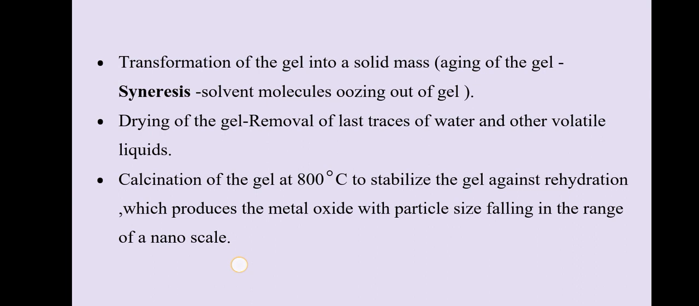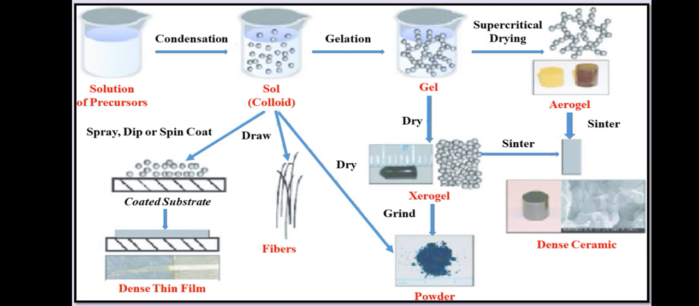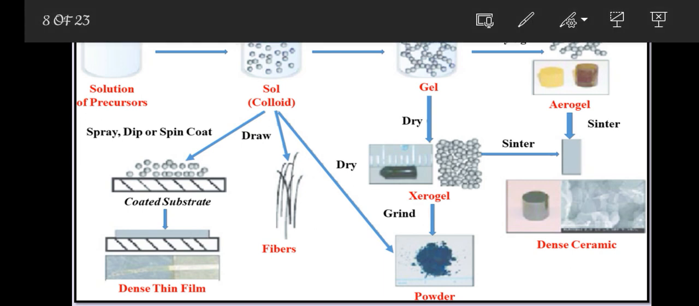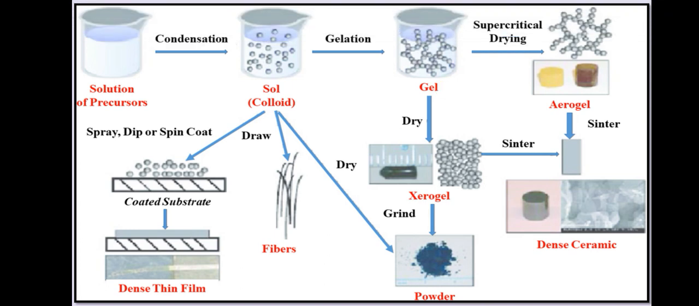But imagine that you have taken the gel from this step and you went for direct drying, you get a xerogel, and on grinding we get a powdered nanoparticle, that is this. Next, one more step is mentioned here, that from the sol we can also continue, that is a colloid. So here we take the colloid or the sol, this one.